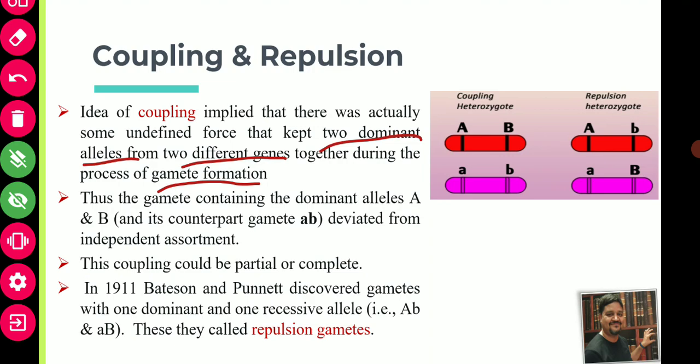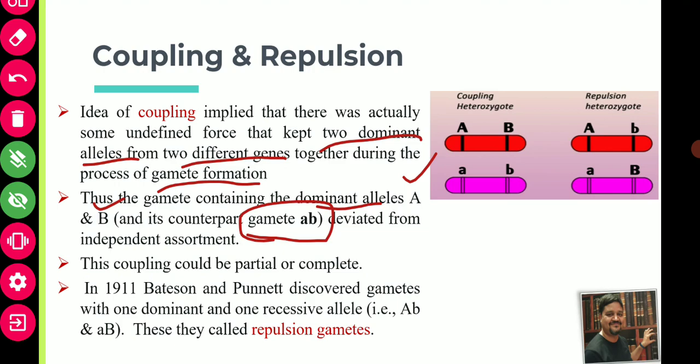Thus the gamete containing the dominant alleles, capital A and capital B, and its counterpart gamete, small a small b, deviate from independent assortment. They will not assort independently, because if you are talking about independent assortment, they have to assort independently. They don't have any association. But Bateson and Punnett told that they try to be inherited together. That is called coupling. The coupling could be partial or complete. In the later part of this discussion, we will see what is partial or complete linkage or coupling.